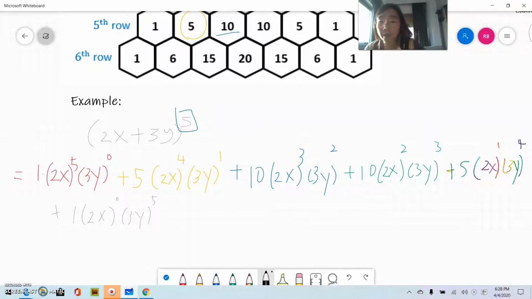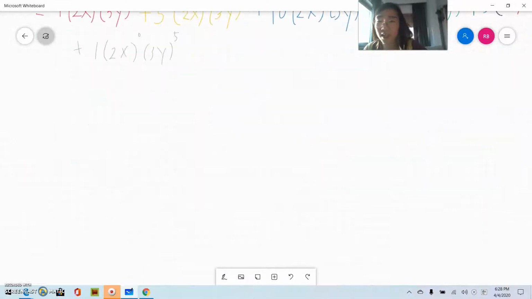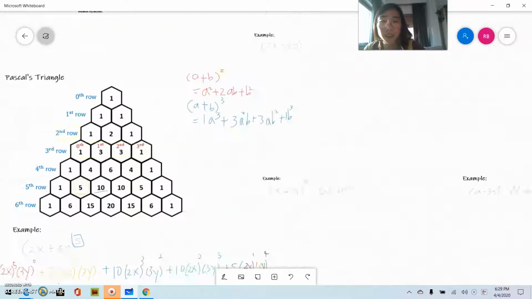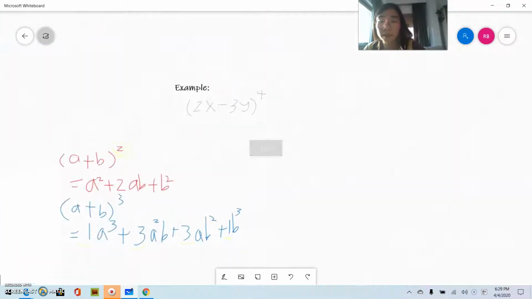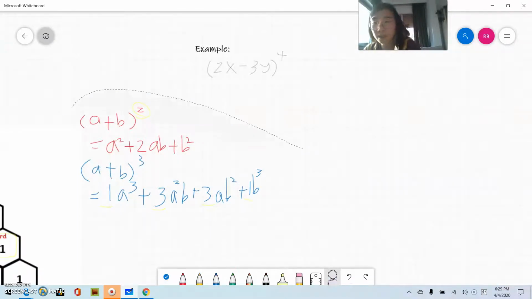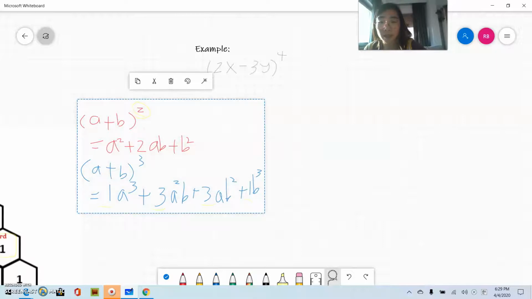So what happens if they are subtracted? I think I have an example somewhere. Right here. Okay, so this is the case. Let me erase this so that we have more space.